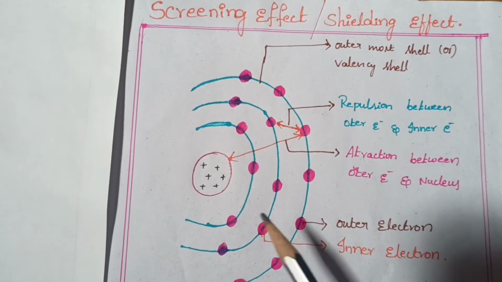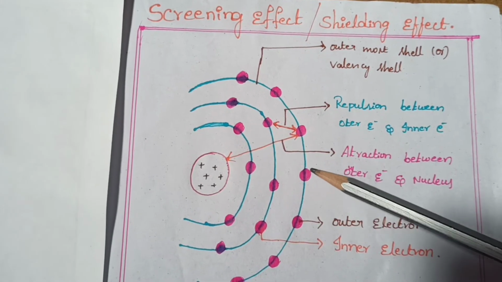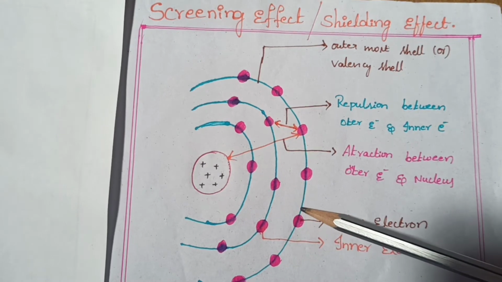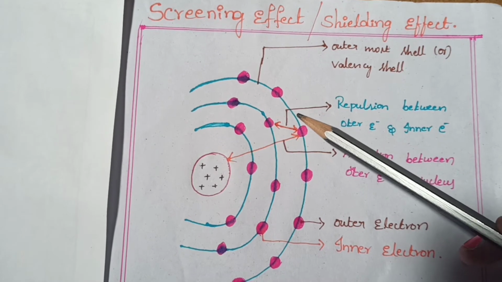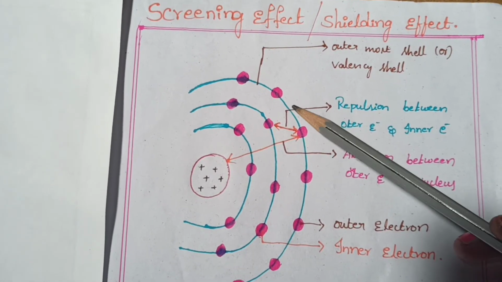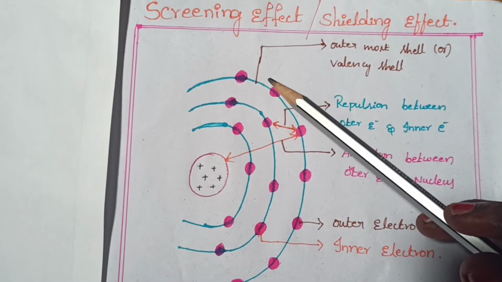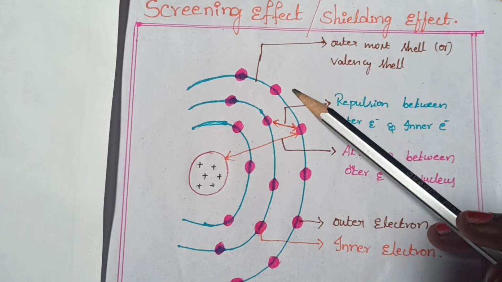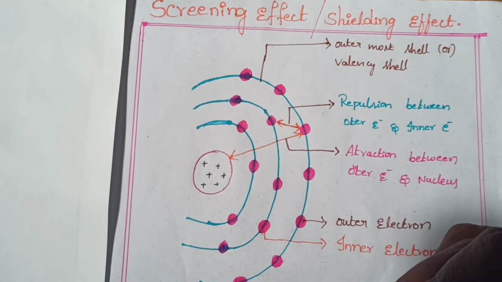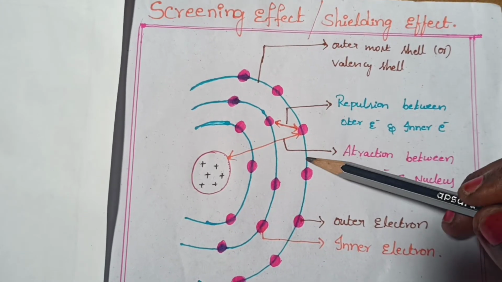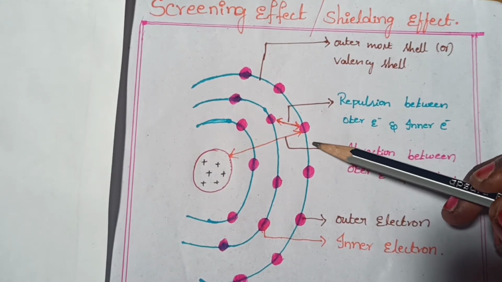So let us explain this. This is the outermost shell, also called the outermost orbit, and also called the valency shell or valency orbit. Don't get confused by seeing this. The last shell that appears is what we call the outermost shell or valency shell.